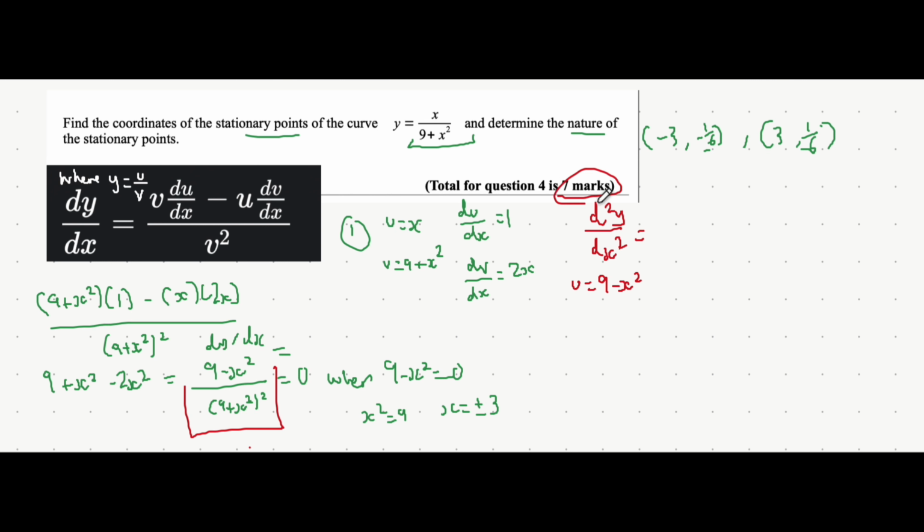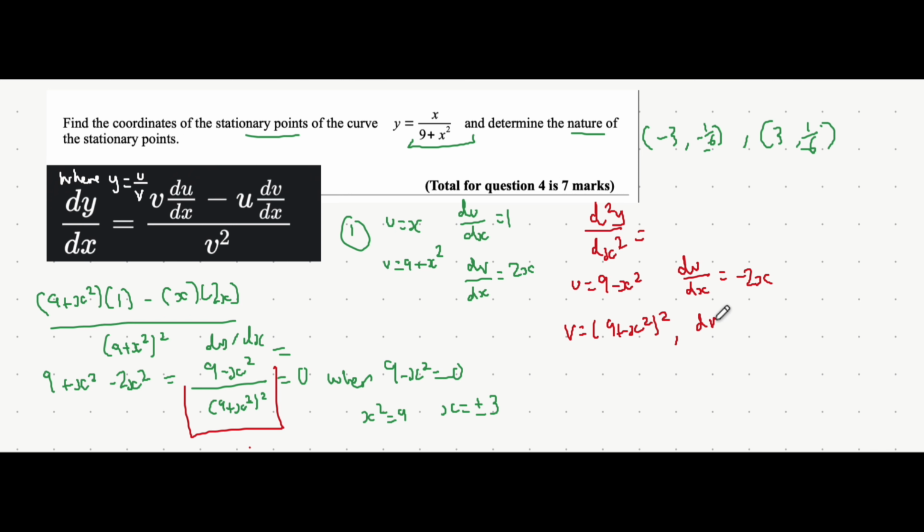You're probably starting to see why this is a 7-mark question now. There's so many steps involved. v is 9 plus x squared all squared. du dx in this instance would be what you get when you differentiate: 9 differentiates to 0, minus x squared differentiates to minus 2x, so that's that.